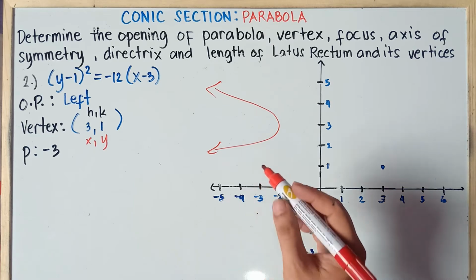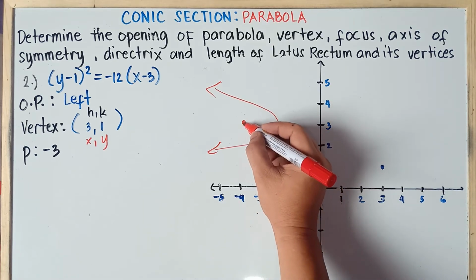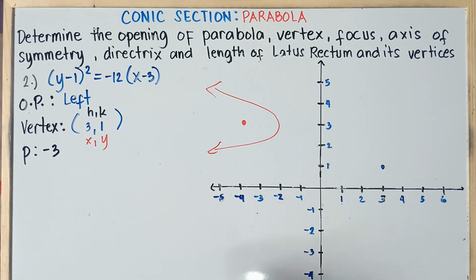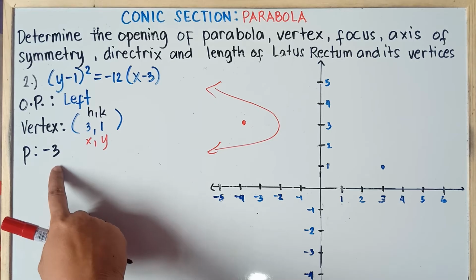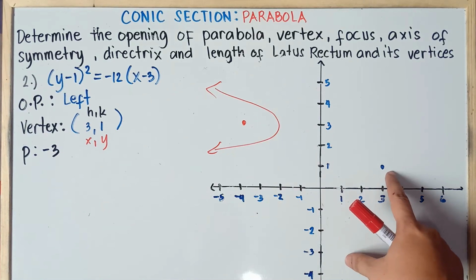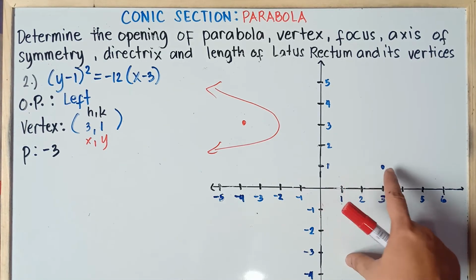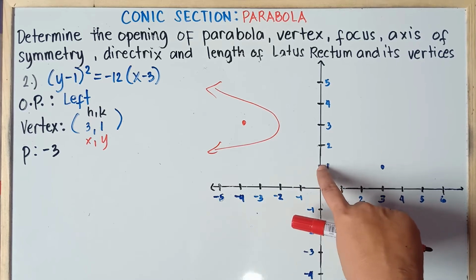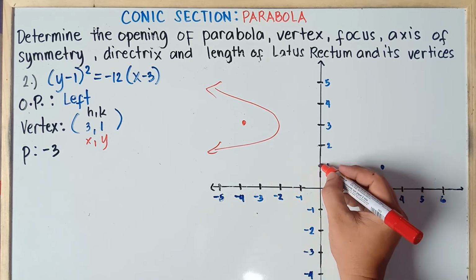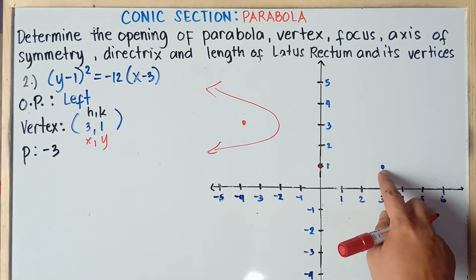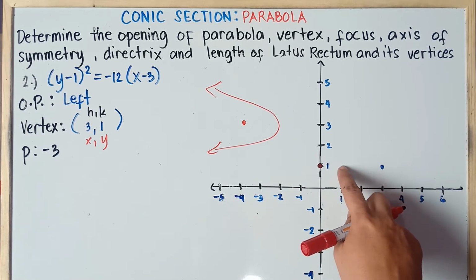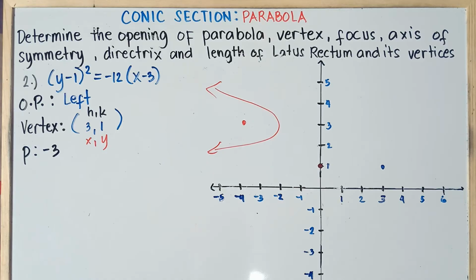Always remember that the focus is always inside the parabola. We need to get the value of p for us to get the focus. And, class, we have negative 3 for our p. Starting from the vertex, we move 3 units to the left. 1, 2, 3. This will be our focus, class. This one right here.